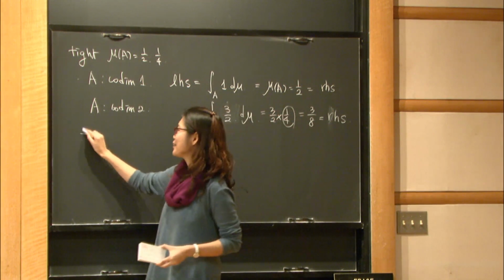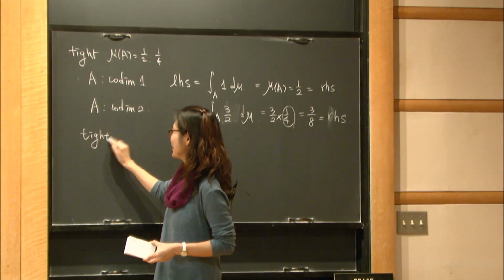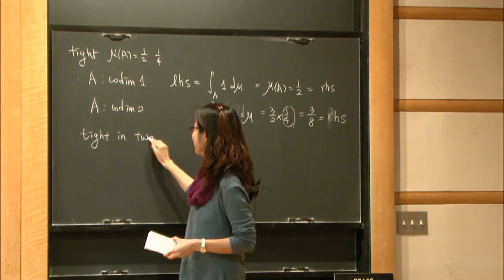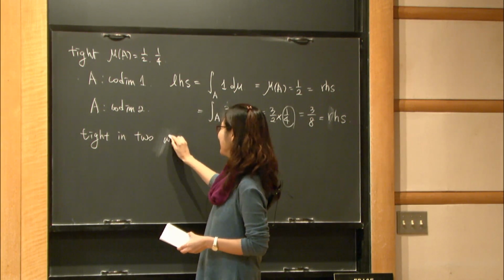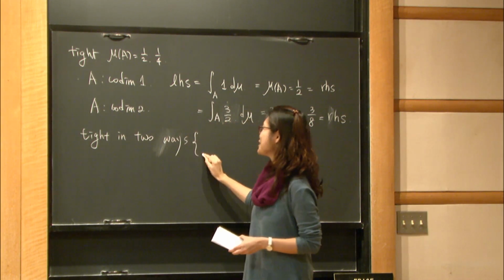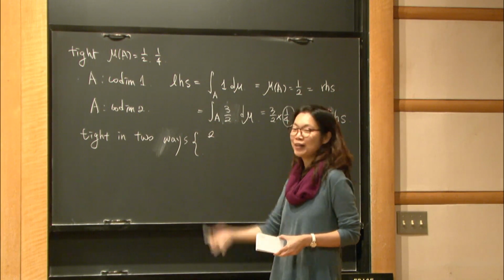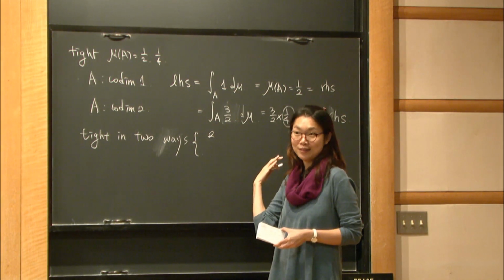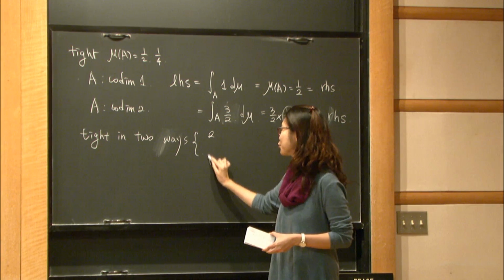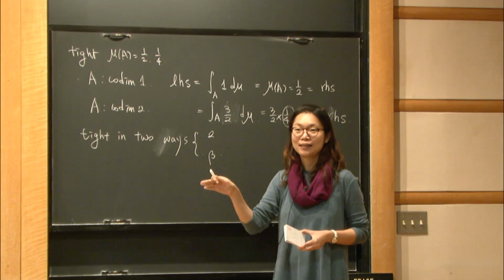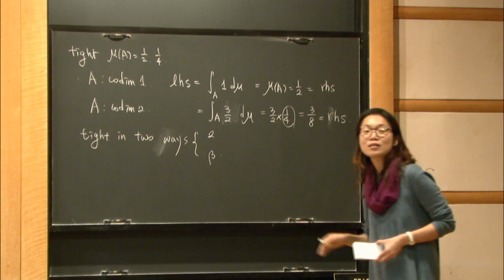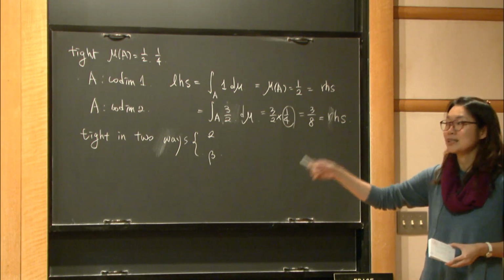Anyway, so our result is tight in two ways. Meaning that first, we cannot improve 2 in the right-hand side, the constant 2, right? Second, we cannot improve beta in the left-hand side. So beta is the best possible exponent, which makes the inequality tight and true.